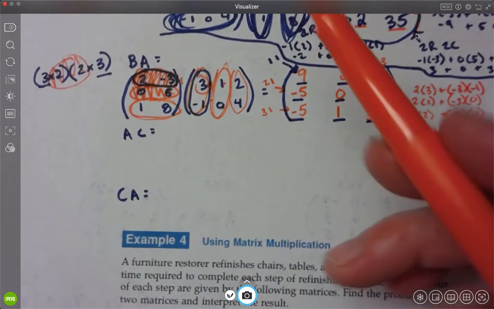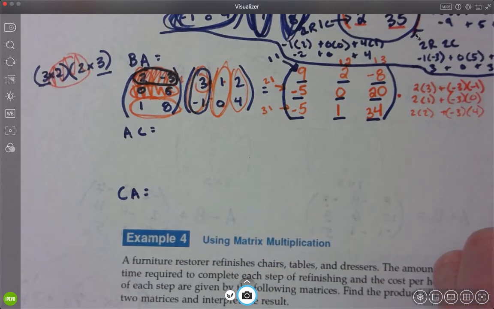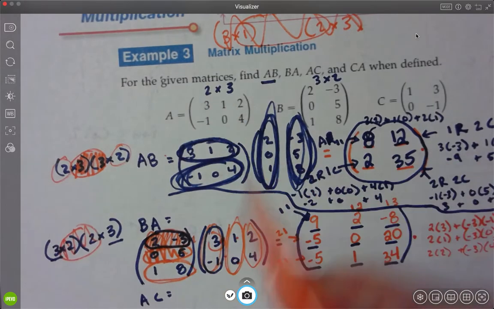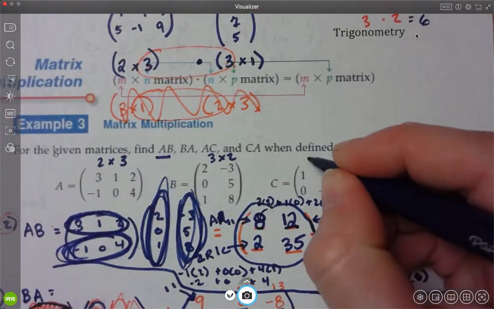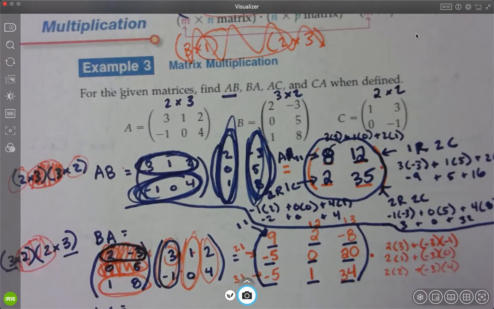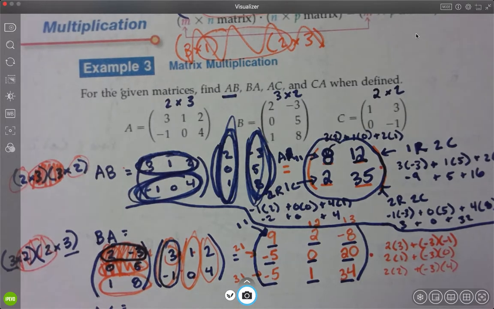All right. Now, they've got 2 more that they want us to multiply together. So the first one is A times C. Okay. C, we haven't determined what C is. C is a 2 by 2 matrix. Okay, so they want us to take A times C. A is a 2 by 3. C is a 2 by 2.